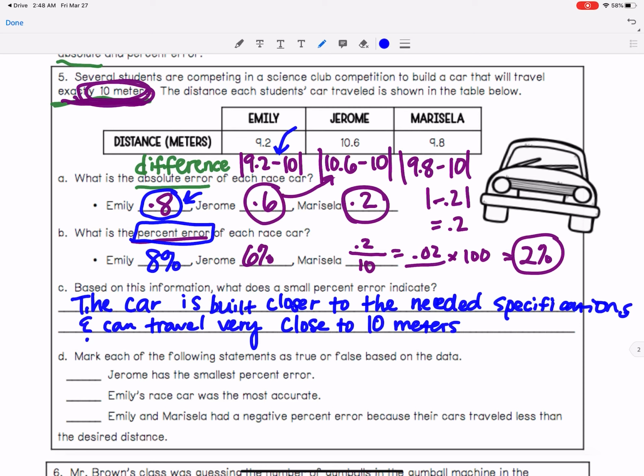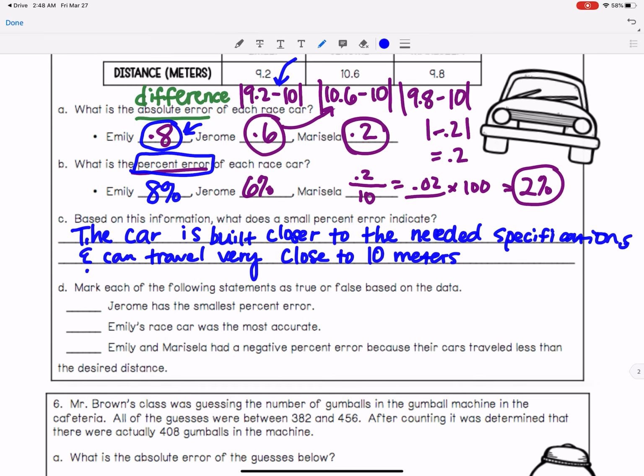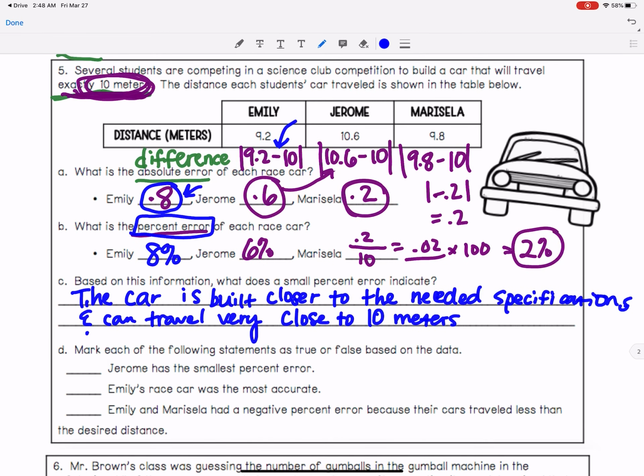Okay, so for part D, it says mark each of the following statements as true or false based on the data. Jerome has the smallest percent error. Well, percent error, I'm looking up here at part B. Jerome has 6%. Maricela has only 2%, so I'm just going to say false.